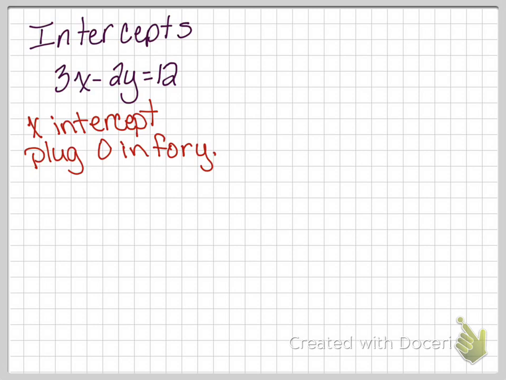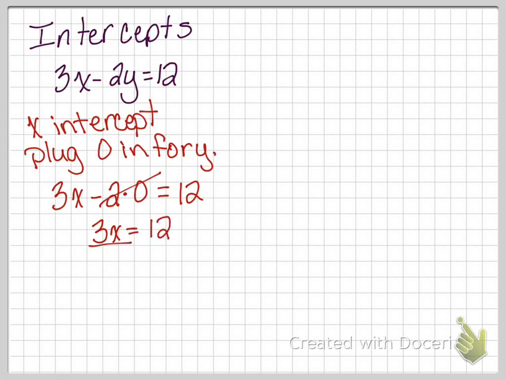So, I have 3x minus 2, and what am I going to put in for y? 0. Good. Equals 12. What's 2 times 0? Good. So then I'm left with 3x equals 12. I divide by 3, and what is my x value? 4. Now, this is a common mistake.